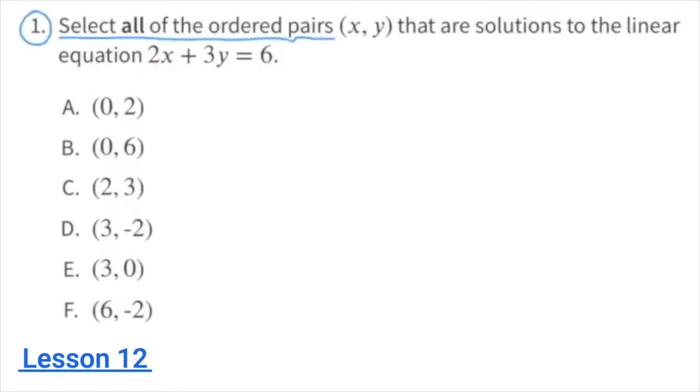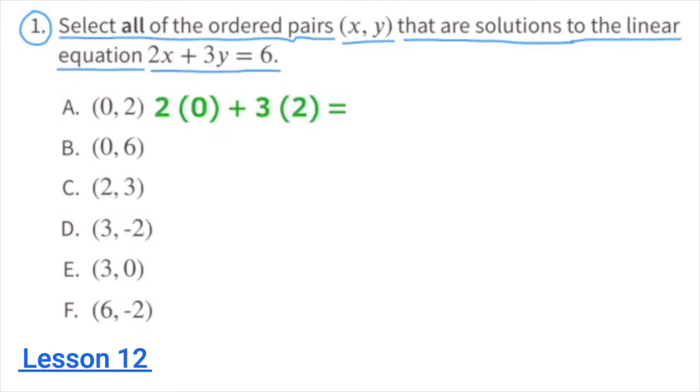Select all the ordered pairs x and y that are solutions to the linear equation 2x plus 3y equals 6. Let's take a look at the first set of ordered pairs and substitute 0 for the x variable and 2 for the y variable. That would be 2 times 0 plus 3 times 2 equals 6. 2 times 0 is 0, and 3 times 2 equals 6. 0 plus 6 equals 6, so A is a solution for the linear equation.